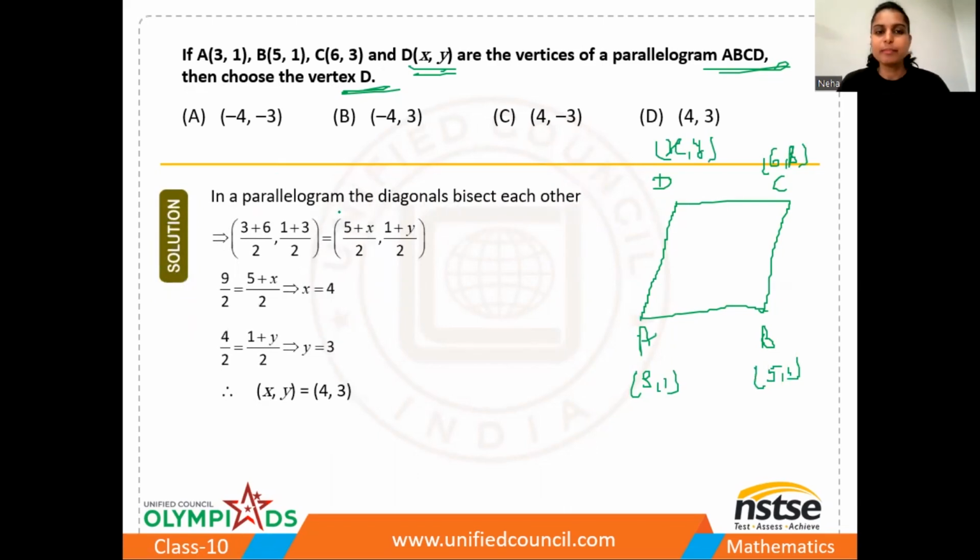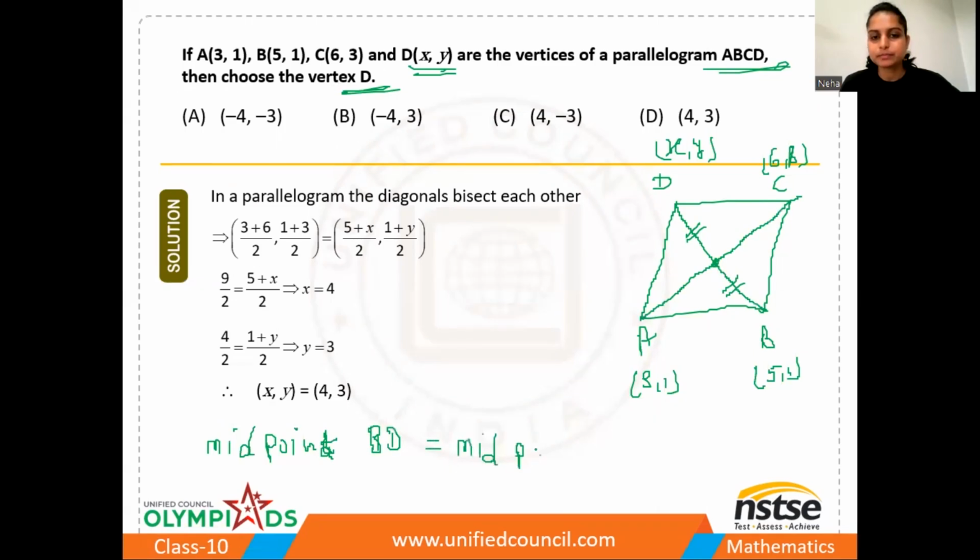So as you know, students, in a parallelogram the diagonals bisect each other, right? Diagonals bisect each other. That means this side is equal to this side. Perfect. So in this case, we can say that the midpoint of line BD is basically equal to the midpoint of line AC, right? Midpoints are same. They are intersecting each other.